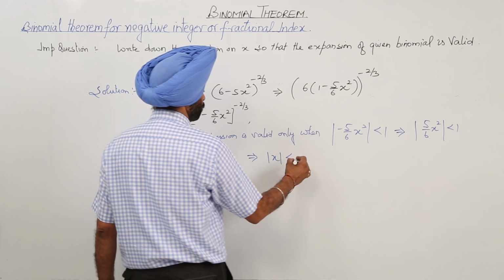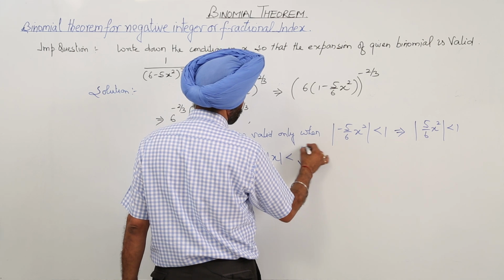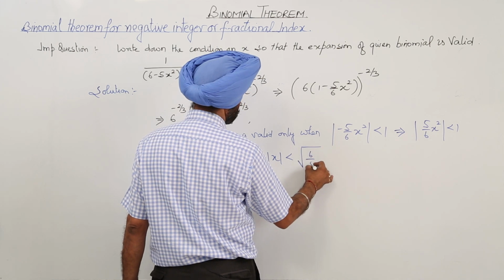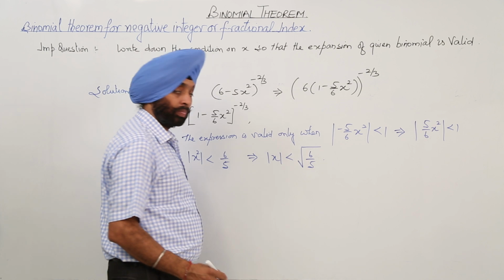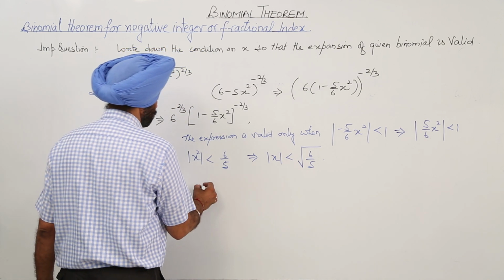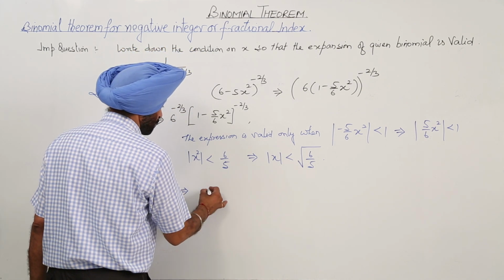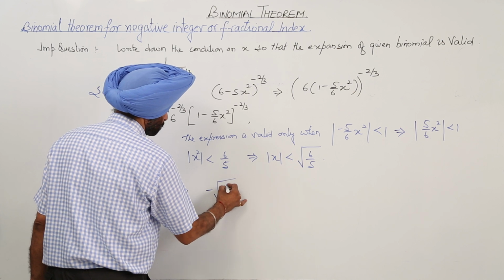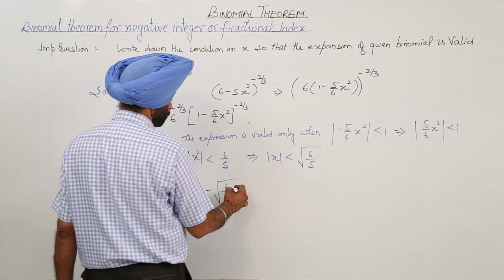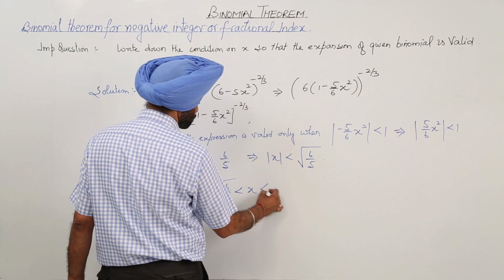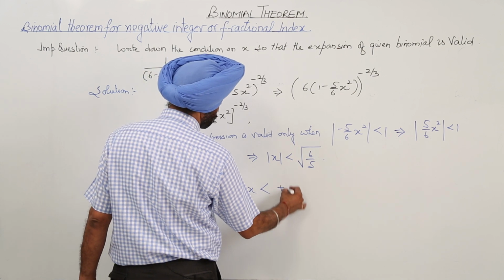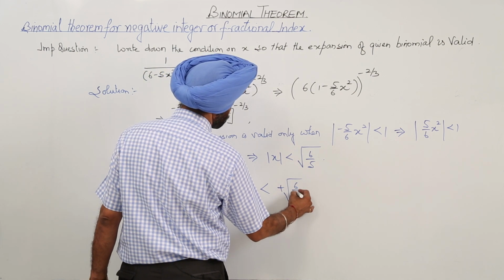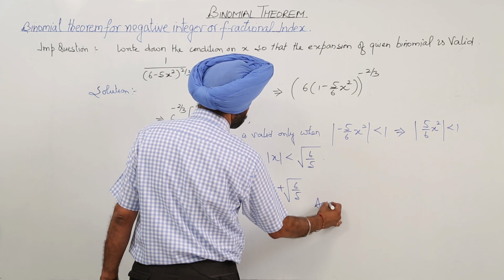x is less than 6 by 5. Negative of 6 upon 5 is less than x is less than positive of 6 upon 5. Answer.